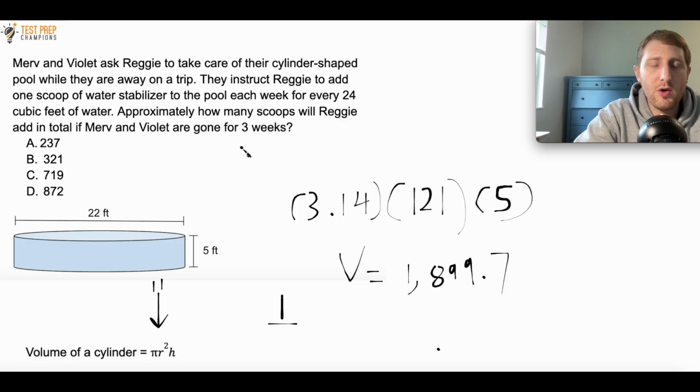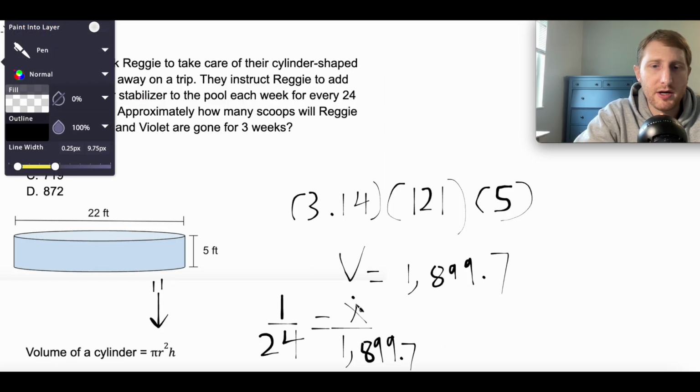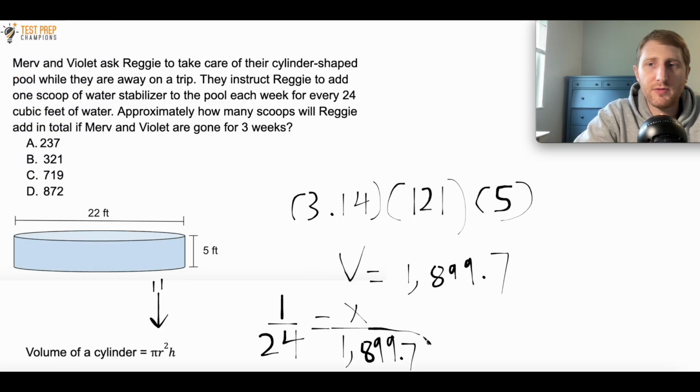So we know here that she's going to add 1 scoop for every 24 cubic feet of water each week, right? So we can write the proportion 1 over 24 equals x over 1,899.7. And this is a random dot here. I don't know why I have this dot here. But anyway, we're going to start with this proportion here. And this is going to tell us the number of scoops she's going to add for 1 week. And then if we triple that, we're going to get the answer.